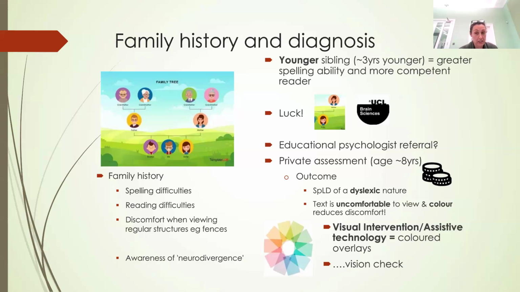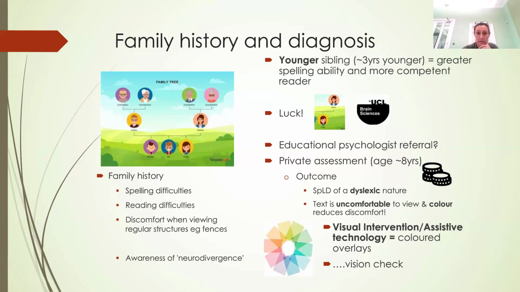The educational psychologist route didn't look like it was possible through the school, so we went through a private assessment at age 8, and the outcome was that the N of 1 had specific learning difficulties of dyslexic nature, and the text was uncomfortable to view, and the colour reduces the discomfort, so she would reach for overlays. So this was the visual intervention that was helping her, it was reducing this discomfort.